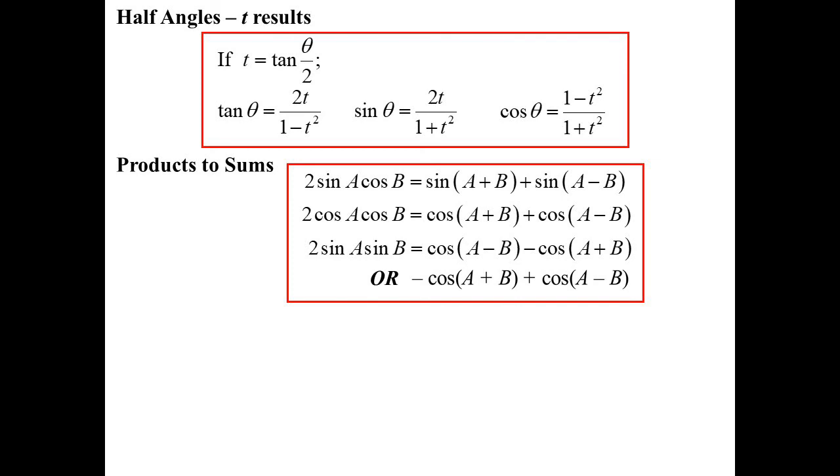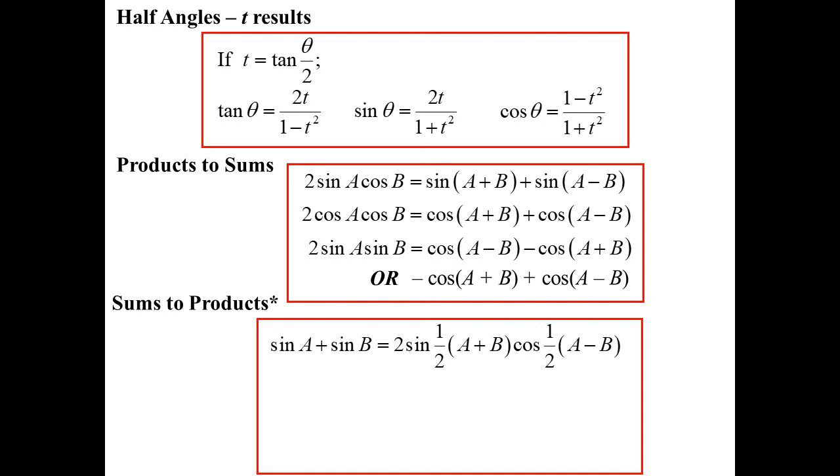Now, there's two ways I've written that. The formula seen in a lot of books is cos a minus b minus cos a plus b. It might be easier to remember it as minus cos a plus b plus cos a minus b, because that way they're all a plus b in the first trig and they're all a minus b in the second trig. Then you go back the other way.